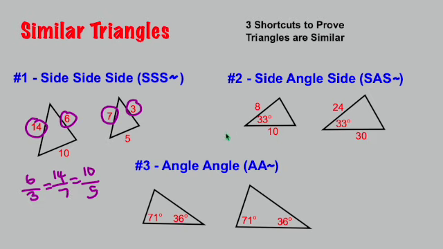The second type is called SAS, very comparable to the one you just saw. The only difference is we don't have all the sides, but we have 2 sides, and the ratios would be the same.